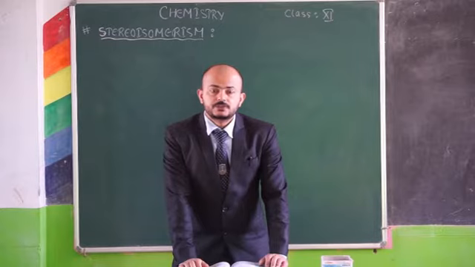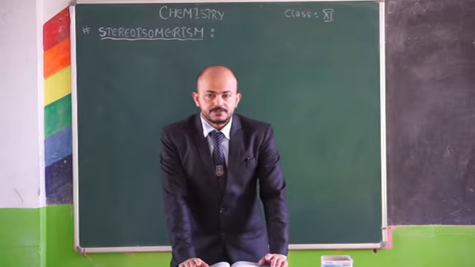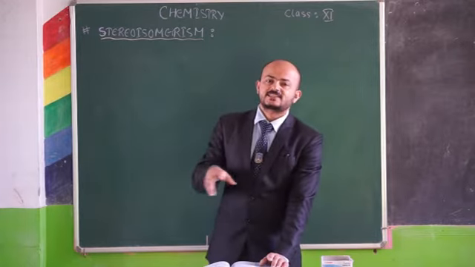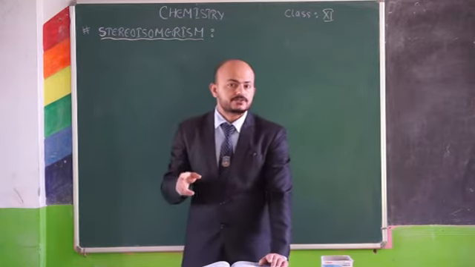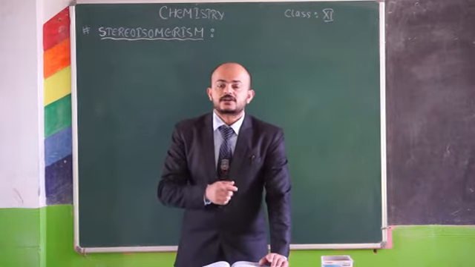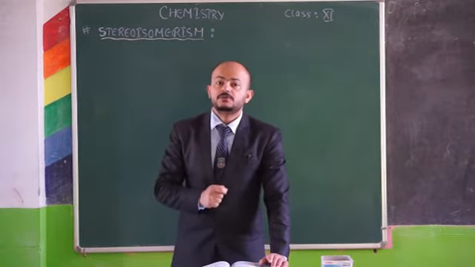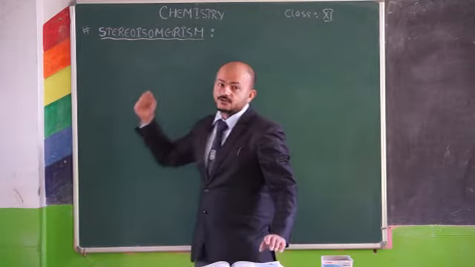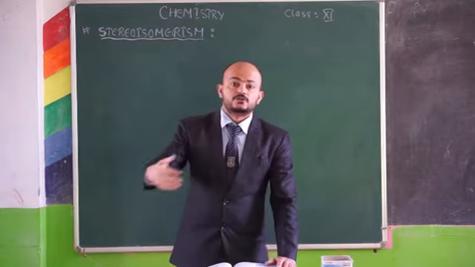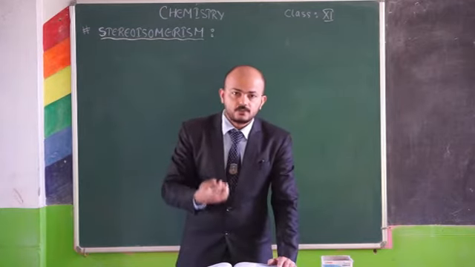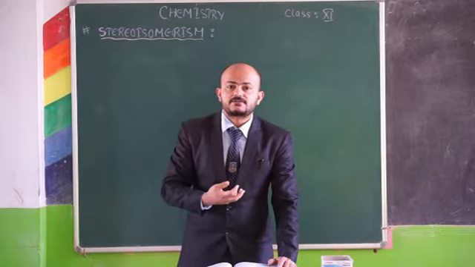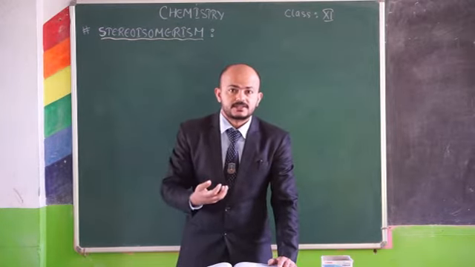Today we will be continuing with isomerism. In our previous video we discussed types of isomerism. Broadly it is classified into structural isomerism and stereoisomerism, and we have discussed different types of structural isomerism. Today we will be discussing stereoisomerism. Stereoisomers are those compounds which have the same molecular formula, but different arrangement of atoms in space.